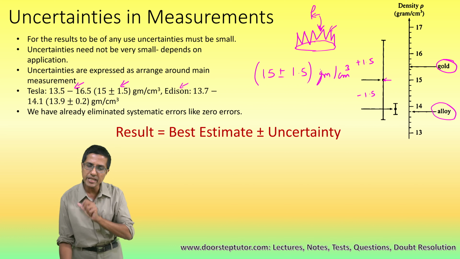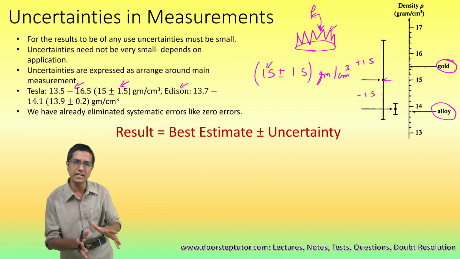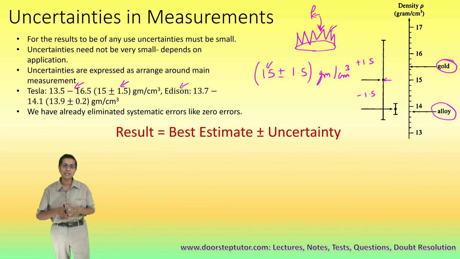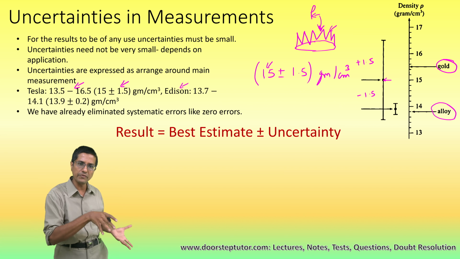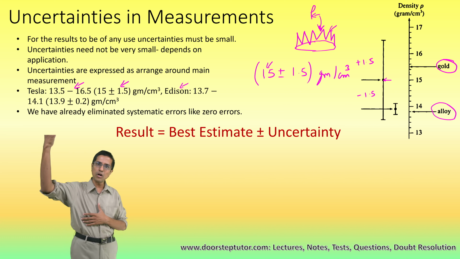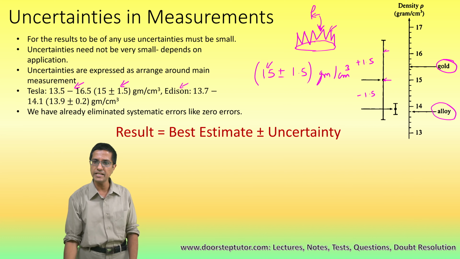And what this really means is that Tesla is not really sure that his measurement is exactly 15. He is saying that his measurement lies in a range around 15. It can go below to 15 minus 1.5 or it can go above to 15 plus 1.5. And that is the fact we have represented here. So this is Tesla's measurement.